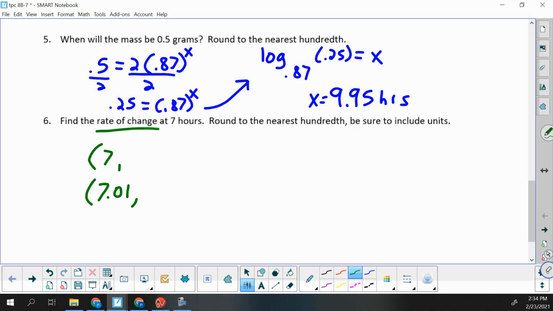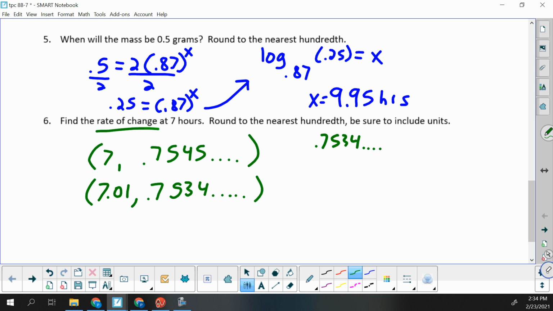So for 7, we should have gotten 0.7545 and change. For 7.01, we should have got 0.7534 and change. Now we'll do our change in y over change in x. So we're going to do 0.7534 and some other stuff, minus 0.7545 and some other stuff, over 7.01 minus 7.